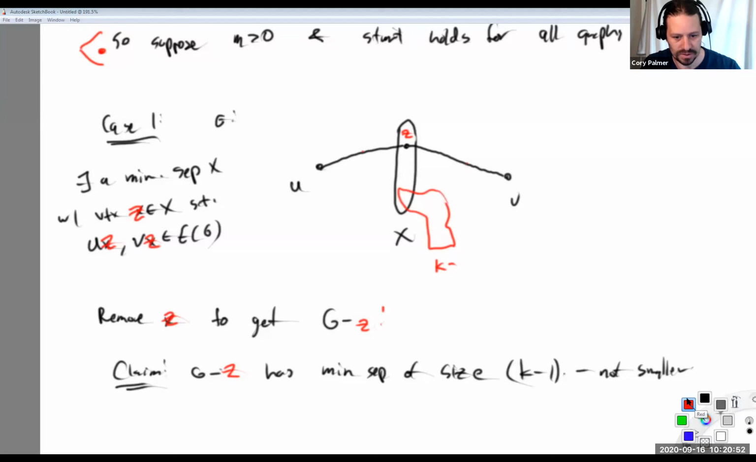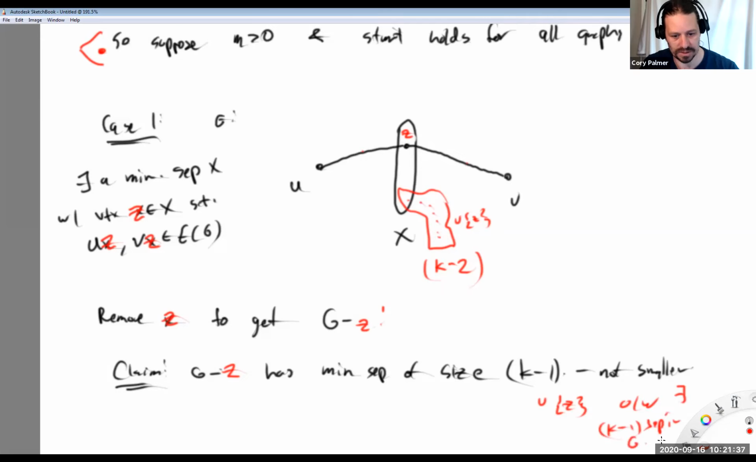So if we remove Z here, then you can't have a separator of size smaller than K minus 1, because if you did, say one of size K minus 2, this unioned with Z would be a separator of size K minus 1 in the original graph G. Because these destroyed all the paths between U and V that didn't involve Z, and then destroying Z would remove all the remaining paths. That's what it means to be a separator. So otherwise there exists a K minus 1 separator in G, but that's a contradiction. The minimum separator in G is K, not K minus 1.